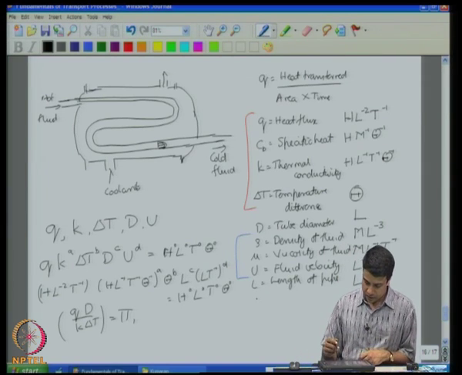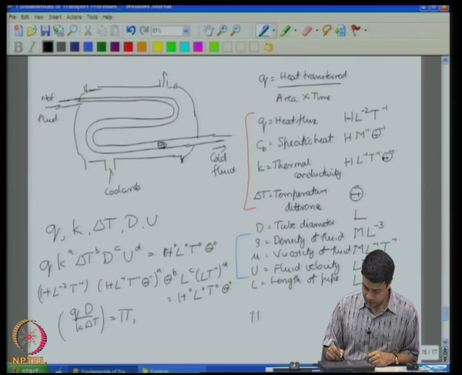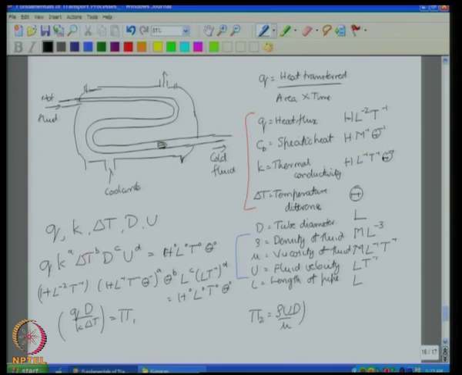Now, I said there are 4. The second one was the Reynolds number. There was one which was just the ratio of lengths. We got the first one which is Q D by K delta T, and there should be a 4th dimensionless group.